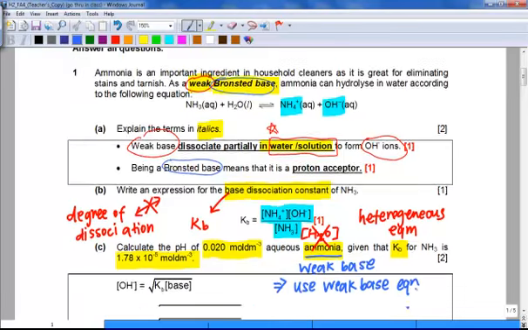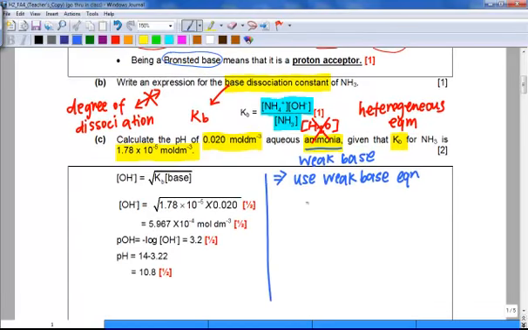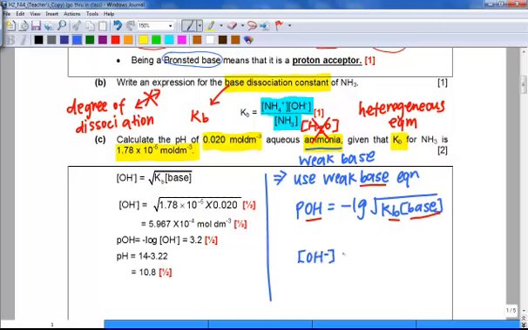As a quick recap, your weak base equation will be pOH equals minus log of the square root of Kb times the concentration of the base. How do we remember this? Weak base, so we have OH, and Kb, B for base. Alternatively, some of you may like to find the concentration of OH minus first, which is simply the square root of Kb times the base concentration. Take note that the difference between these two is simply whether you took minus log on both sides or not. It is actually the same.